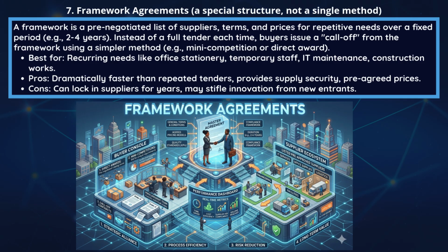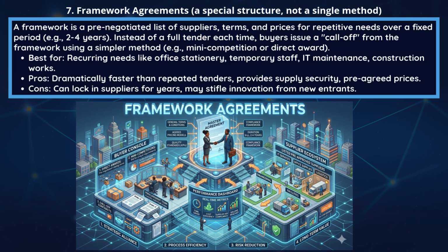The last one is framework agreements. A framework agreement is a pre-negotiated list of suppliers, terms and prices for repetitive needs over a fixed period, for example 2 to 4 years. Instead of a full tender each time, buyers issue a call-off from the framework using a simpler method, for example mini competition or direct award.